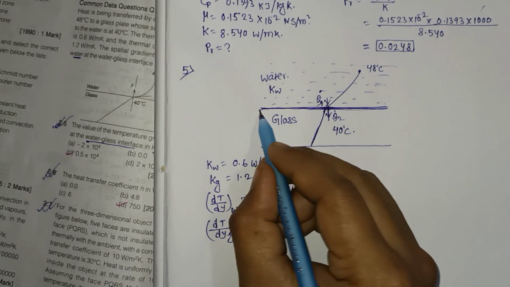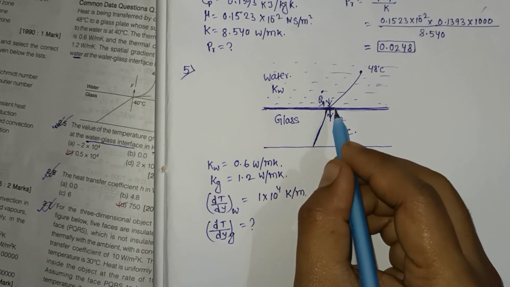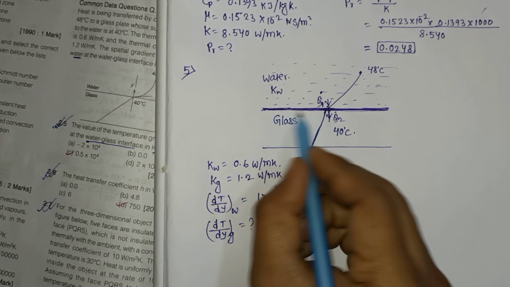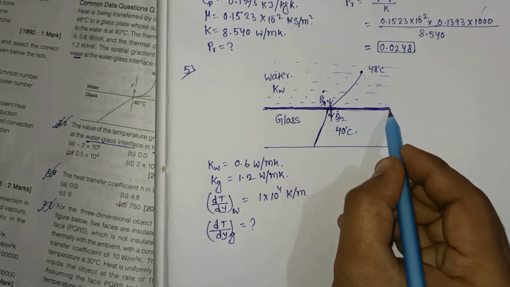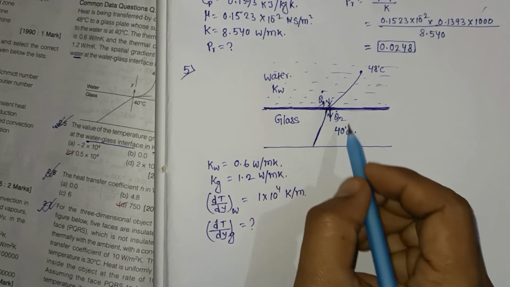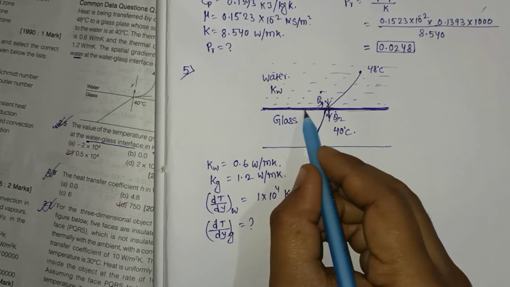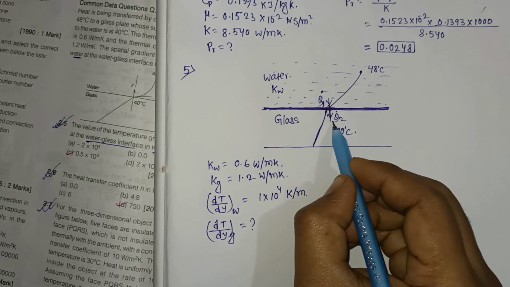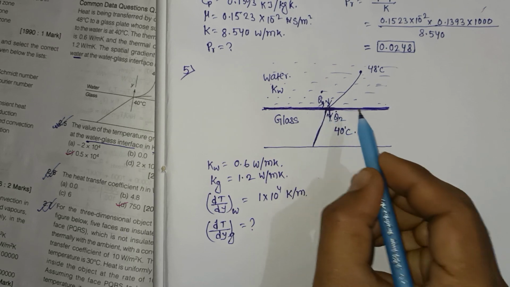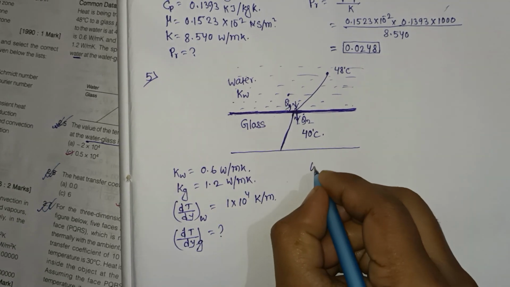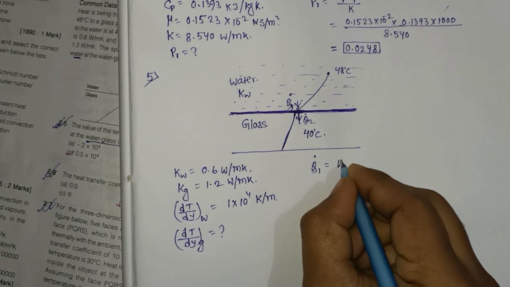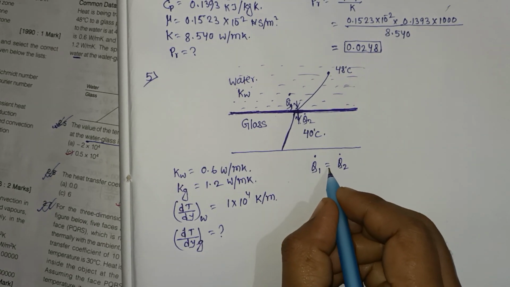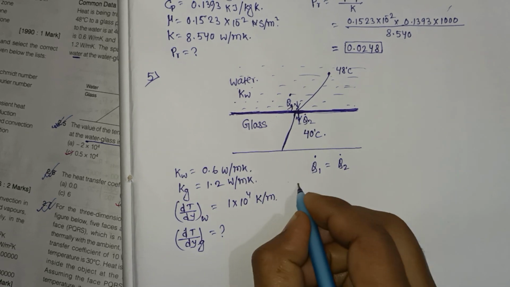Okay, so this is the water glass interface. That's why this is the same plate. So at this water glass interface, Q1 dot is equal to Q2 dot, because the heat transferred from this side is equal to the heat transfer rate to that side. So heat transfer rate for 1 is equal to heat transfer rate for 2.